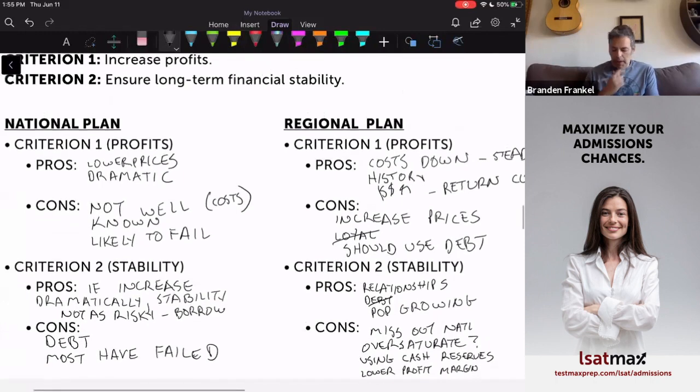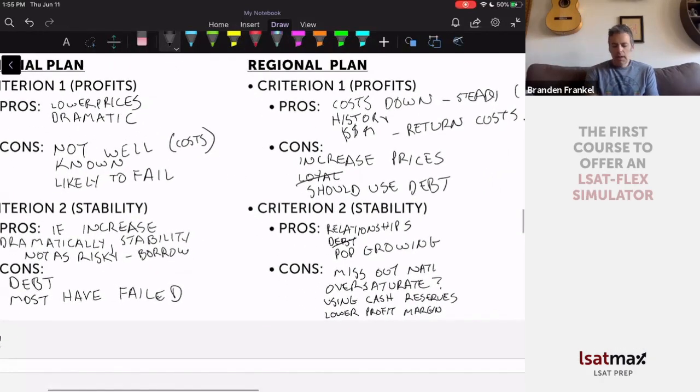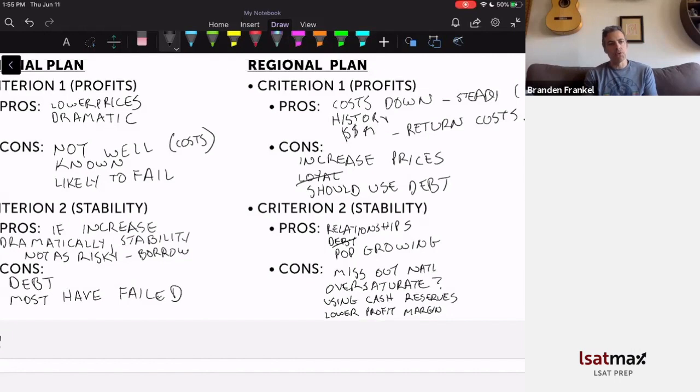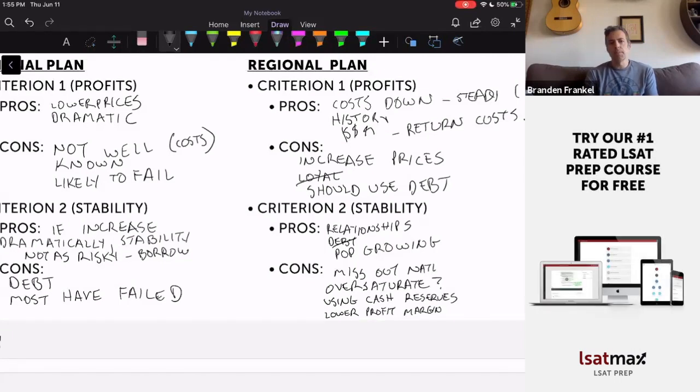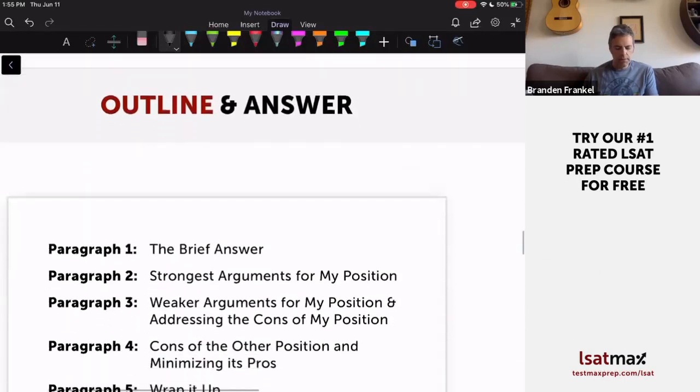That's why the other plan, the regional plan, is actually worse on both of these. The regional plan, and now we're looking at the cons, won't help us increase profits very much because we'll have to increase our prices, and it won't help us with stability because we're using up our cash reserves to do it. So those, I think, are the best arguments on both of those. So that's your first paragraph, the brief answer.